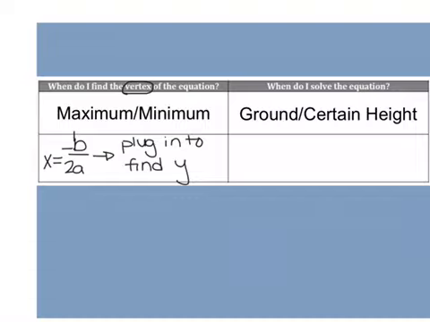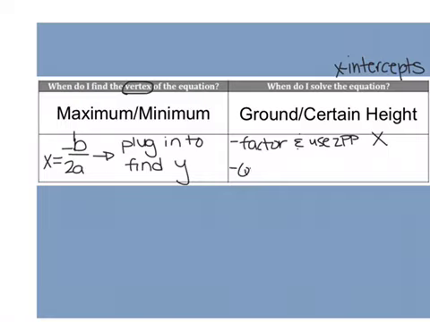I can also give you word problems that ask you to find when it hits the ground or when it hits the highest point. That is going to be asking you to find out what your x-intercepts are. And this is what we looked at in the previous lesson, when you had 3 different options to solve. We could factor and then use ZPP, zero product property. And remember, that's the x method and then setting the factors equal to 0 and solving. Or we could use the quadratic formula.